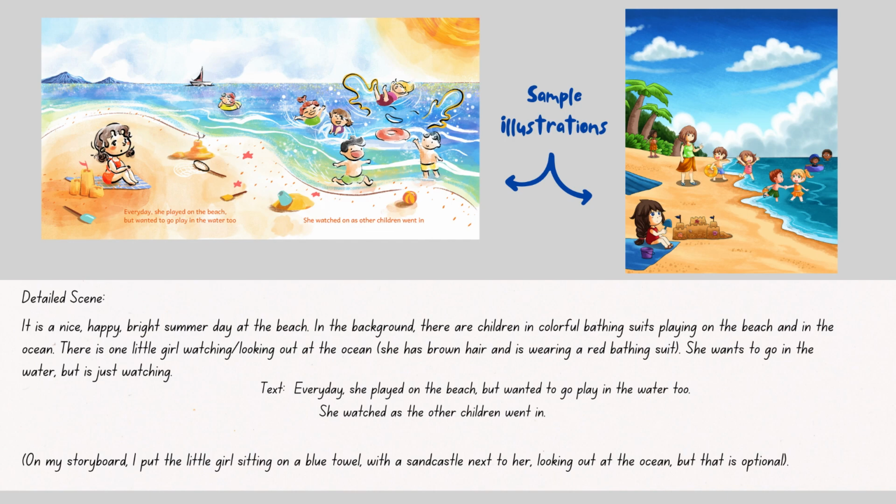The text in the scene will say, "Every day she played on the beach, but wanted to go play in the water too. She watched as the children went in." And then I also put in parentheses, "On my storyboard, I put the little girl sitting on a blue towel with a sandcastle next to her, looking out at the ocean, but that is optional."